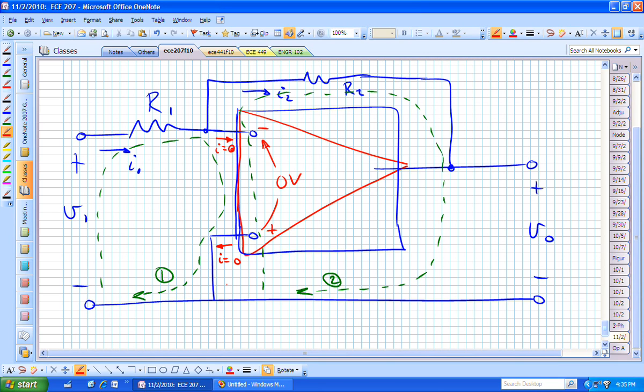So there's your circuit. I'm asking for two equations, aren't I? You have one equation for mesh one, a second equation for mesh two, or loop two. And I want your equations to contain V1, R1, R2, I1, I2, and V0. You should come up with two unique equations, because you're writing two KVL equations. Is this a trick question? The answer is no. This should be a give me. This should be a gift.